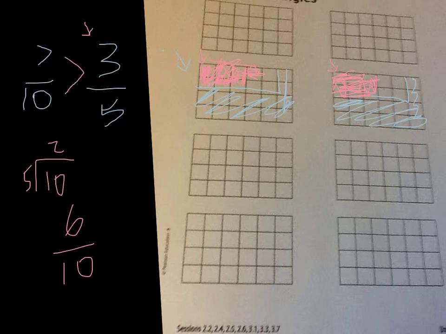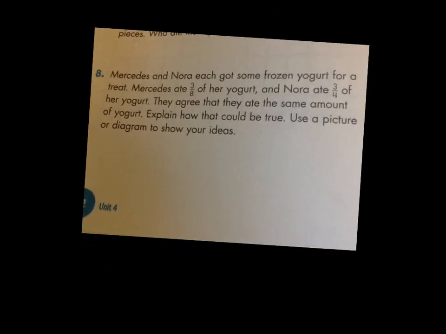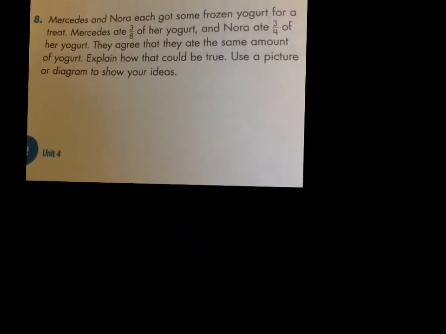Okay, so now we're going to try one of these problems again. So we have a nice picture of a problem. Mercedes and Nora each got some frozen yogurt for a treat. Mercedes ate 3/8 of her yogurt, and Nora ate 3/4 of her yogurt. They agree that they ate the same amount of yogurt. Explain how this could be true. Use a picture or a diagram to show your ideas.